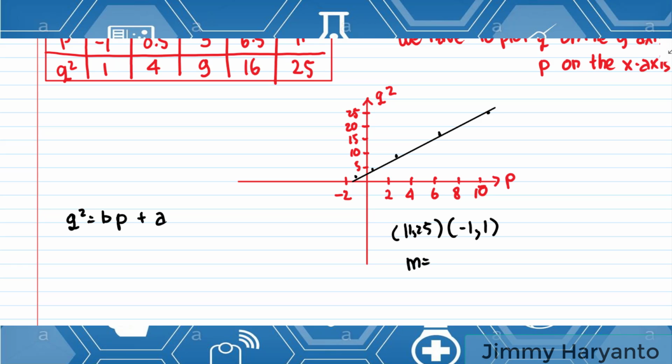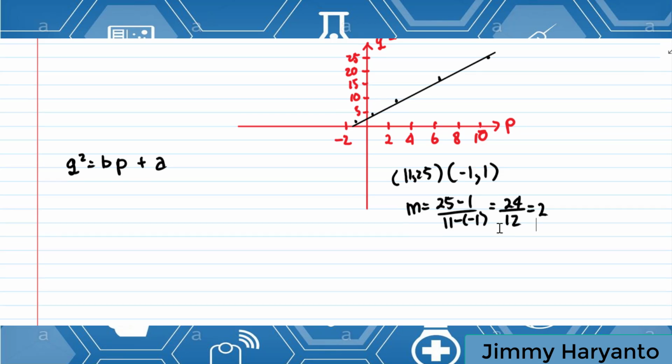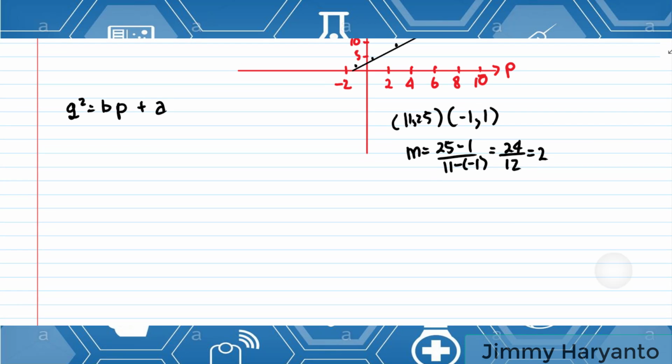So the gradient will be y2, 25, minus y1, over x2, 11, minus negative 1. The result is 24 over 12 equals 2. There you go, that's the gradient. And then find the c. y equals mx plus c. For y, I choose 25. 25 equals, the gradient is 2, the x is 11, plus c. I will get c equals 3.